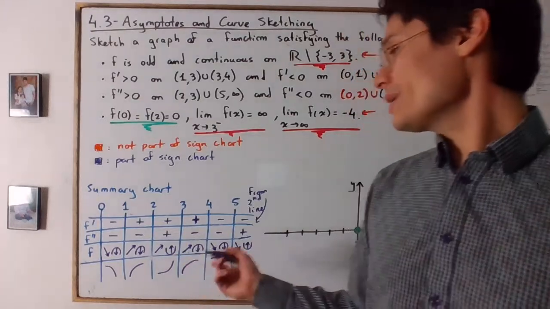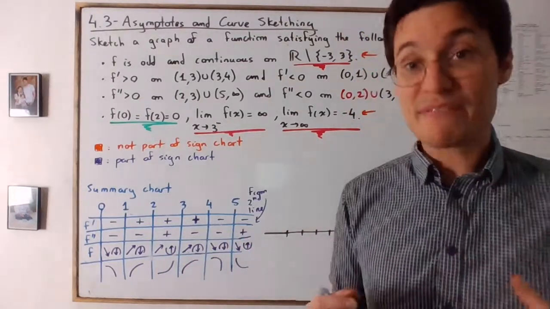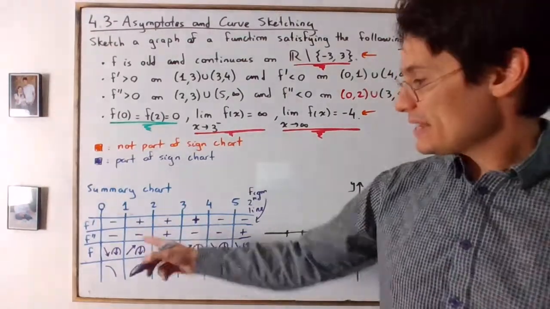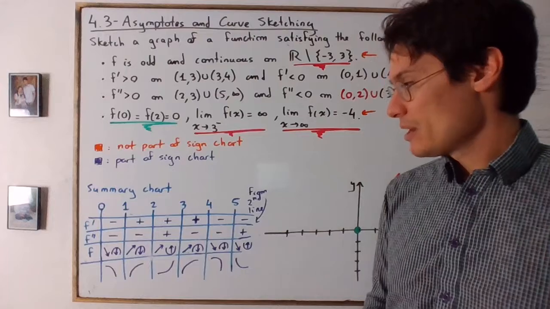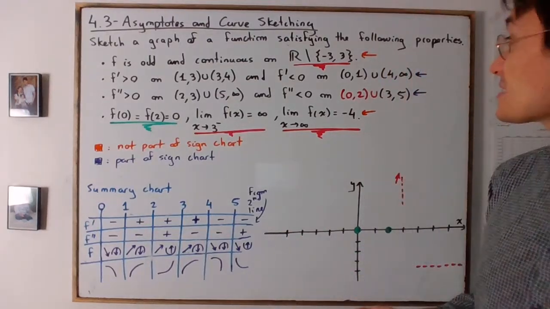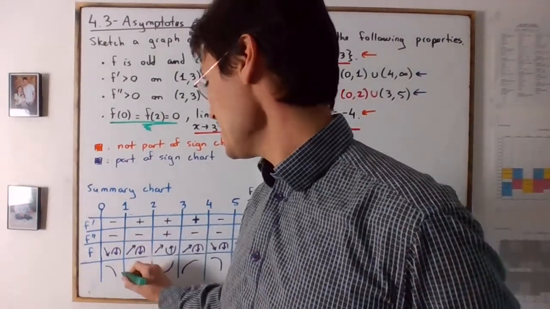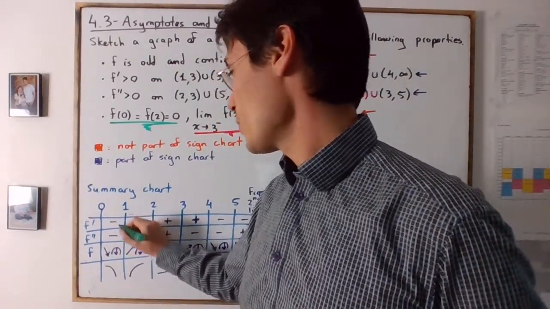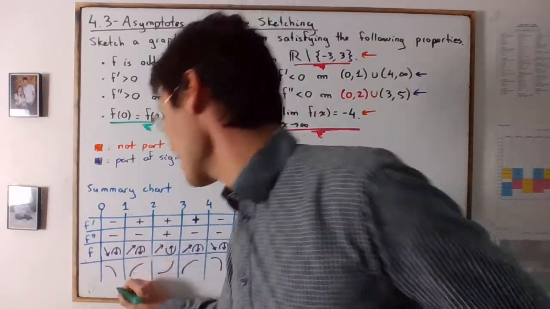One thing that I forgot mentioning is where do we have max, min, point of inflection? It's kind of obvious as you read the summary chart, actually. But let's go ahead and fill in that information because I believe it's quite important. So here we have a 0. In this case, we have a min.